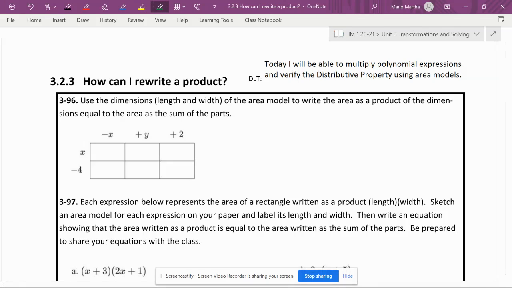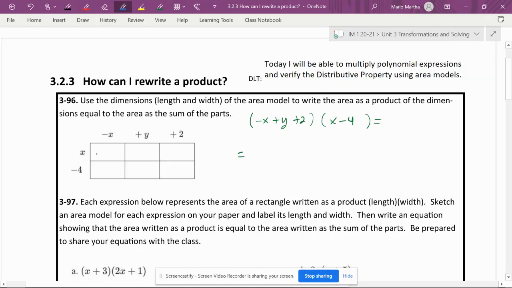So first thing we're going to do is do the first part. Let's write it as a product. These two are what we call the factors. In this case, let's put the top one, negative x plus y plus 2, and then x minus 4 would be the second one. The multiplication of those two factors is our product. What we're going to get is the sum of all the interior parts. So let's multiply everything out.